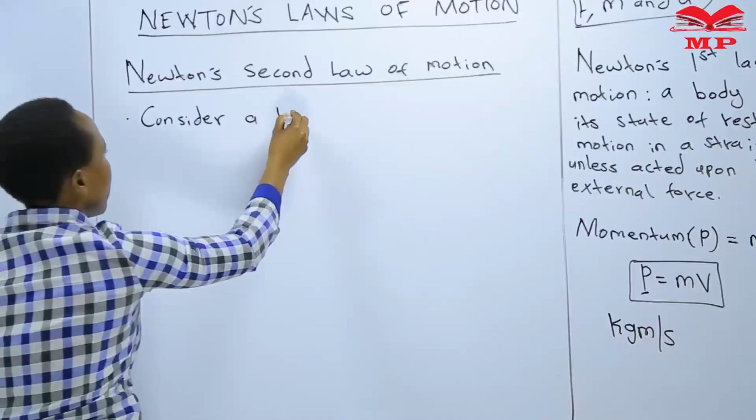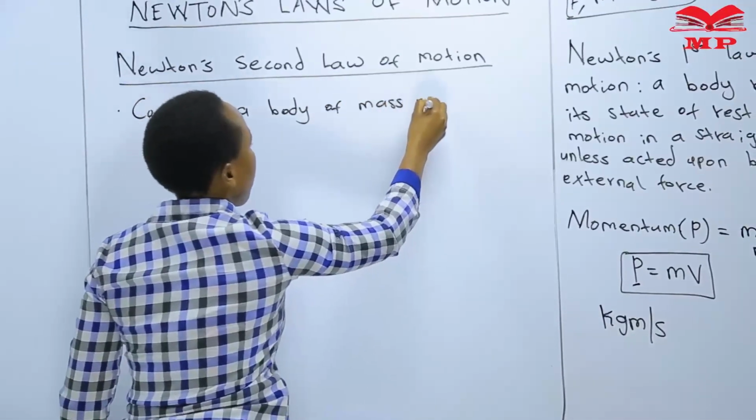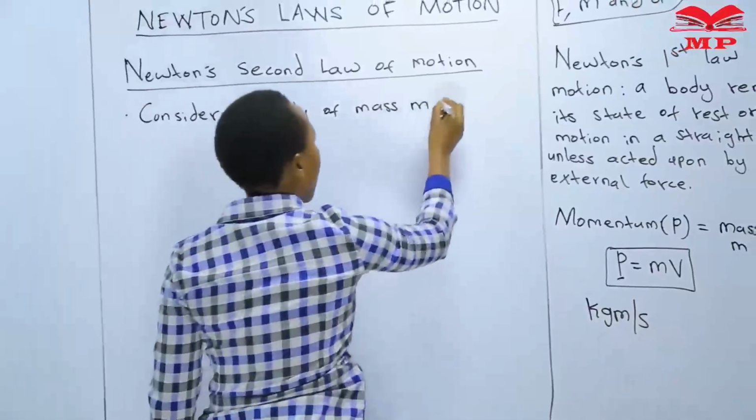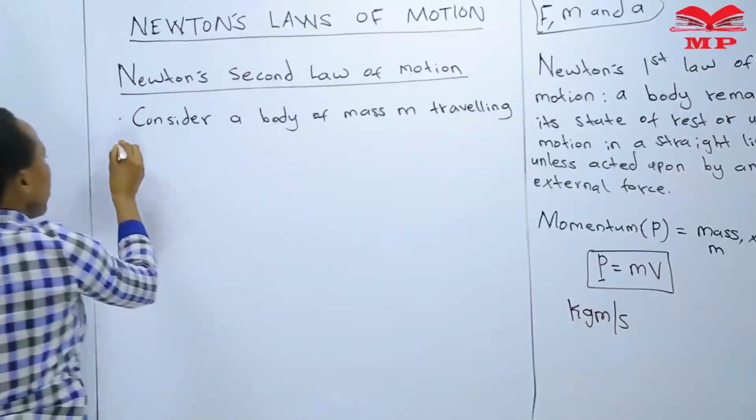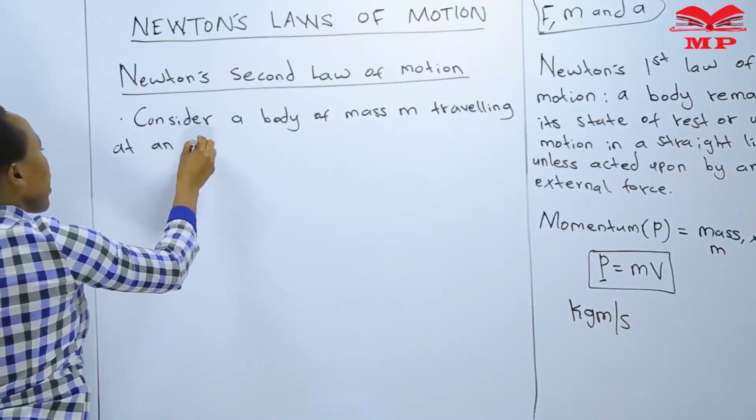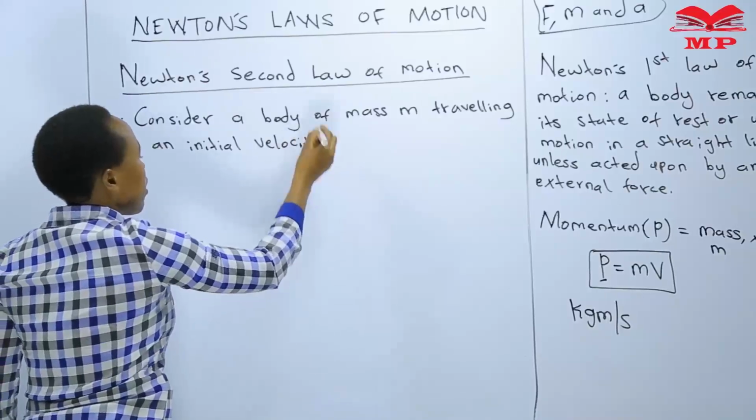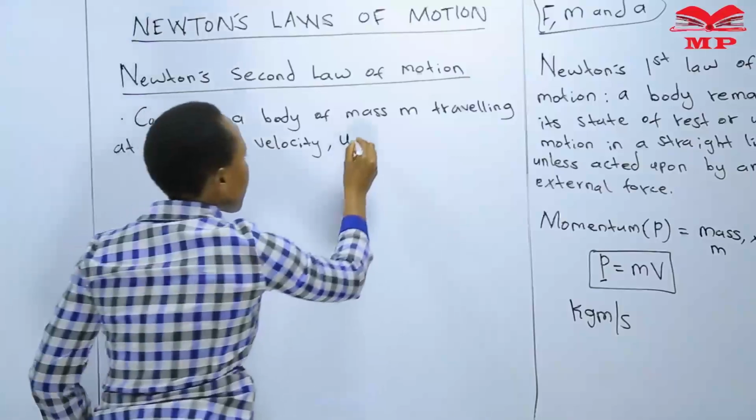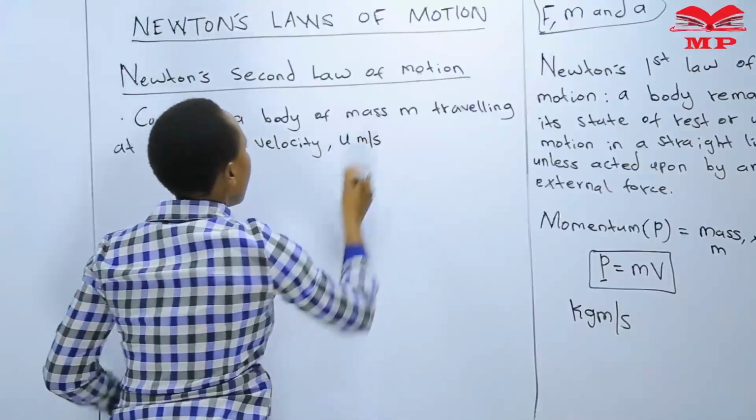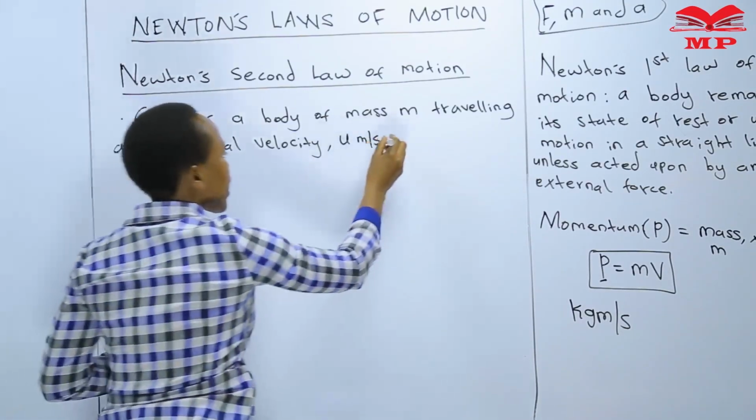So for Newton's second law of motion, I want us to consider a body of mass m traveling at an initial velocity u, the units being meters per second.